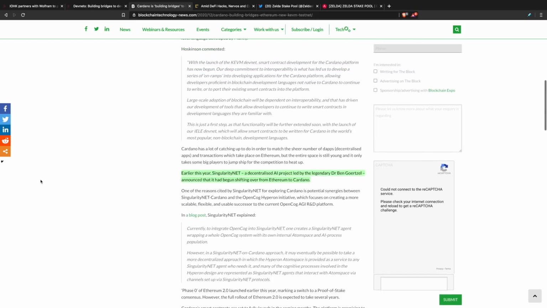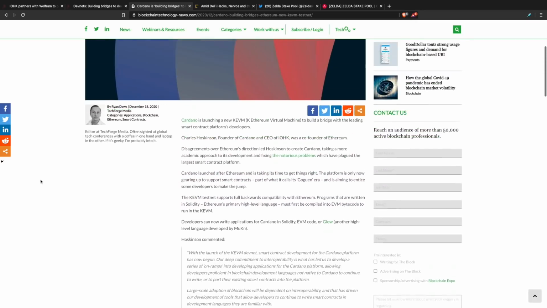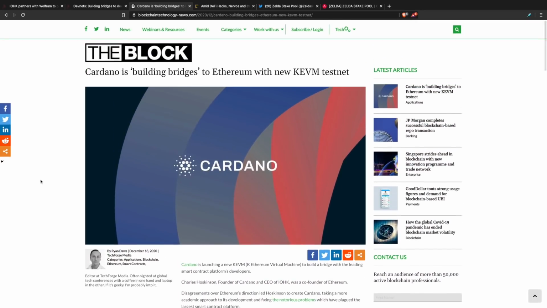I know that as far as developers right now who are interested in getting started, being able to take advantage of these DevNets, if you are a developer for Ethereum, you can now actually start to write up a smart contract using the KEVM testnet and then go ahead and port that over to Cardano when we see the mainnet. The projects that are built on Ethereum are really going to see the potential of migrating over onto Cardano.